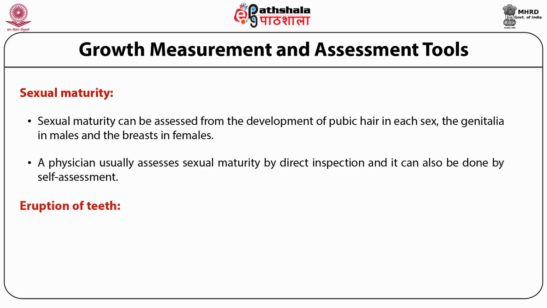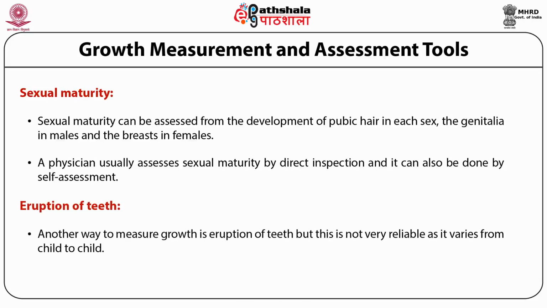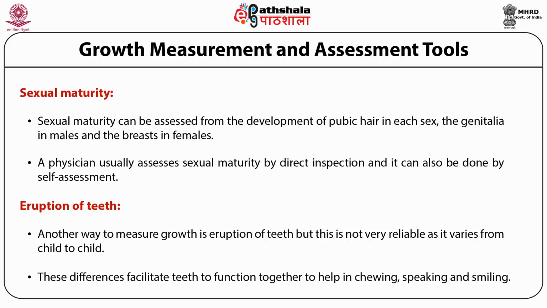Eruption of teeth. Another way to measure growth is eruption of teeth, but this is not very reliable as it varies from child to child. All the same, let us briefly discuss eruption too as an indicator of measuring growth. There are two sets of teeth in human life, that is, the milk teeth and the permanent teeth. The different types of teeth are incisors, canines, premolars, and molars, which vary in size, shape, and their location in the jaws. These differences help teeth to function together in chewing, speaking, and smiling. They also give the face its shape and form.